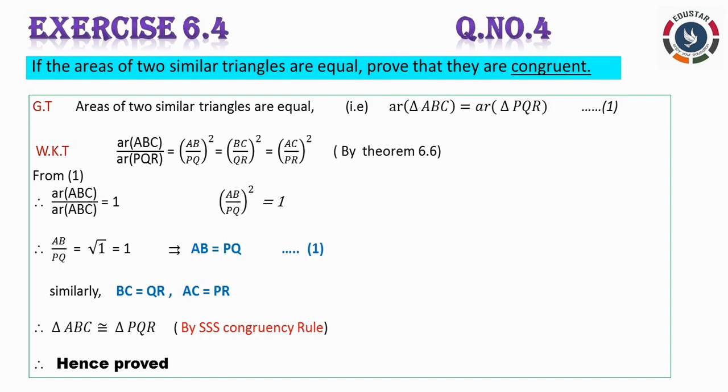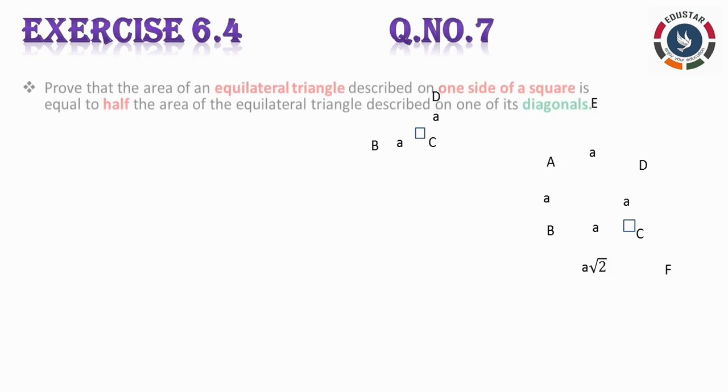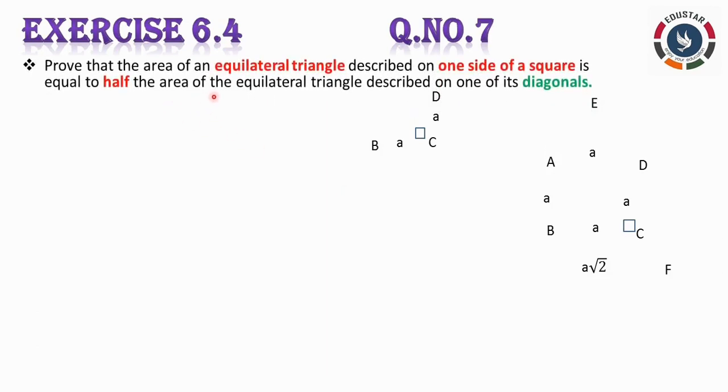Can you understand? Such an easy question. Very, very important. Question number 7 from exercise 6.4. Prove that the area of an equilateral triangle described on one side of a square is equal to half the area of the equilateral triangle described on one of its diagonals. What about a diagonal of a square? Do you know that? First, let us calculate the diagonal of a square.